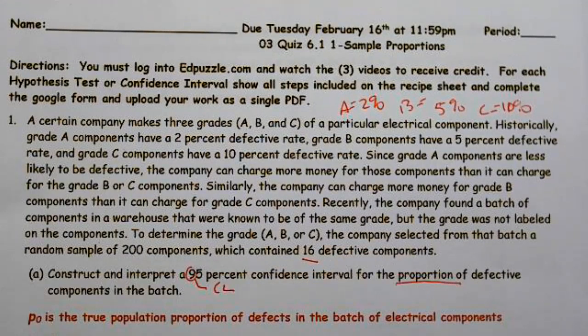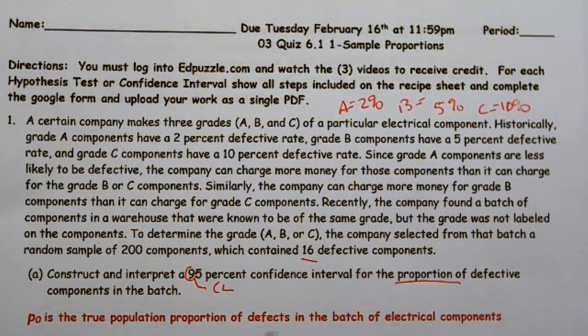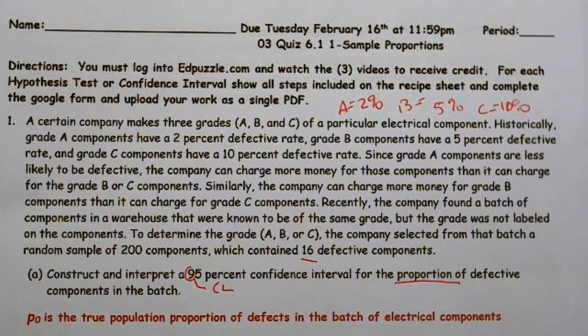So P naught is the true proportion of defects in the batch of electrical components. All right, so P0 is the true population proportion of defects. And please notice, this is the same sentence we've been using, but since we're working with proportions, it's not population mean, we're now looking for population proportion.